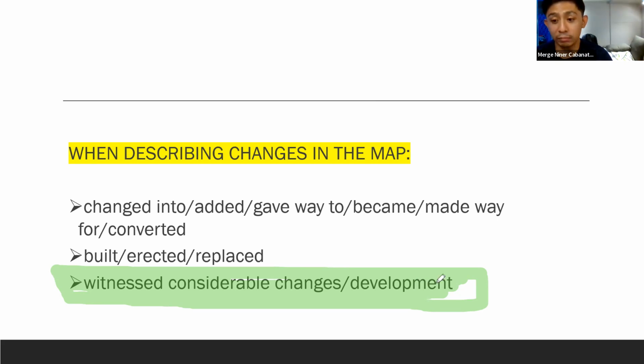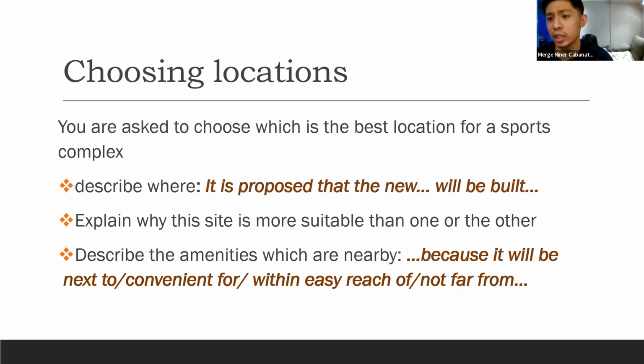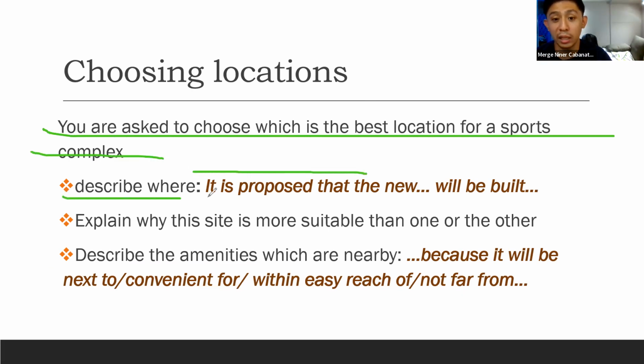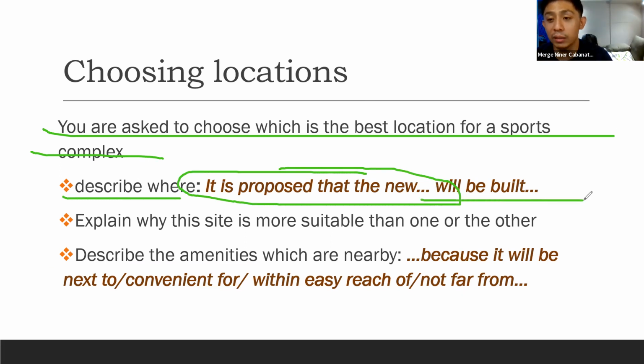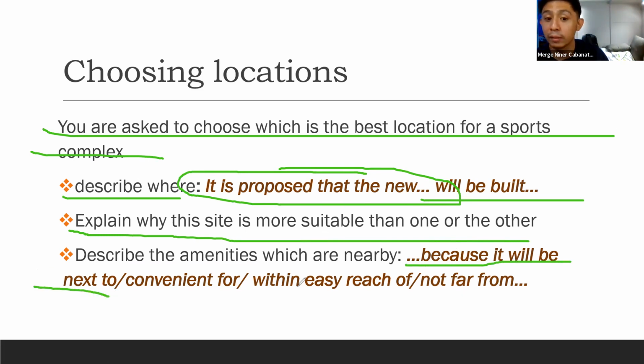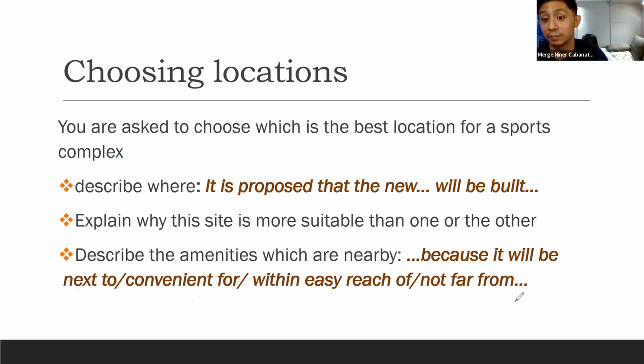So that's very important. Choosing locations. You're asked to choose which is the best location for a sports complex. Describe where it is proposed that the new sports complex will be built on the northern area of the city. Explain why this site is more suitable than the other by using this. Because it will be next to the cemetery. It will be convenient for travelers. It is within easy reach of commuters. It is not far from the city center. That's how you use those words.